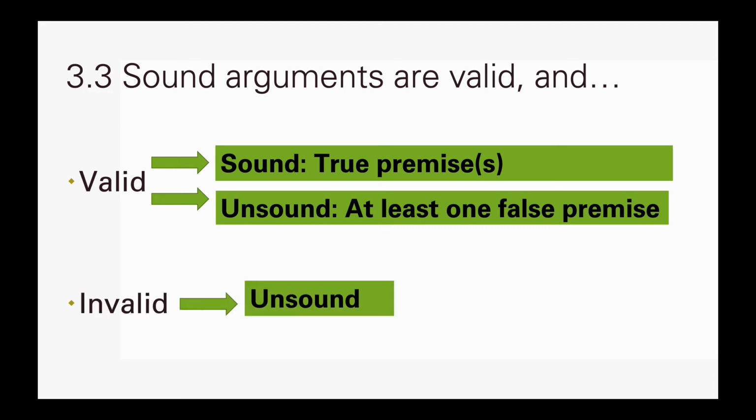All invalid arguments are unsound by definition. Remember, sound arguments are valid arguments plus they have true premises. So all invalid arguments fail to satisfy the definition of soundness.